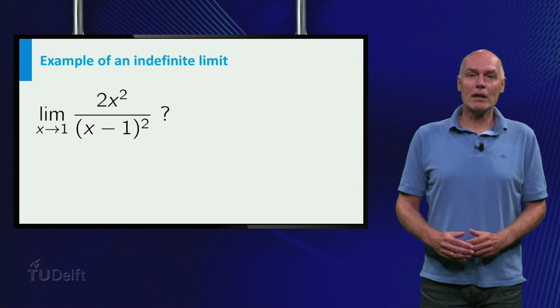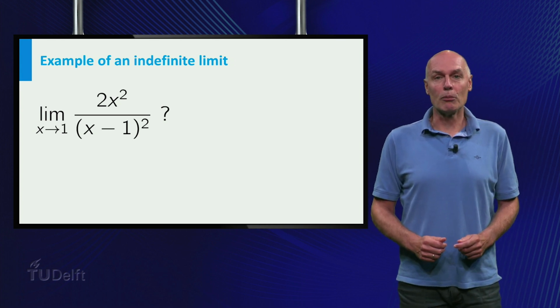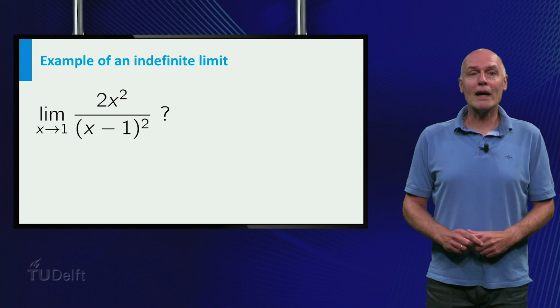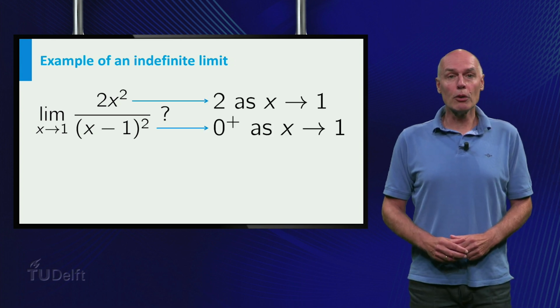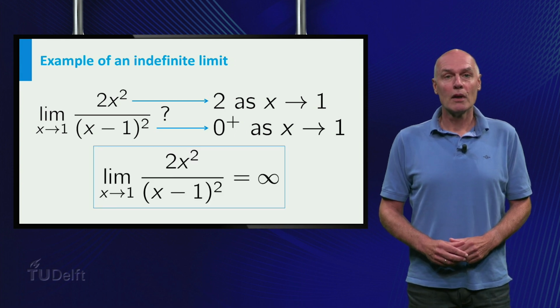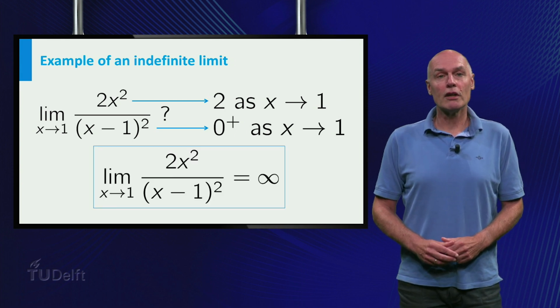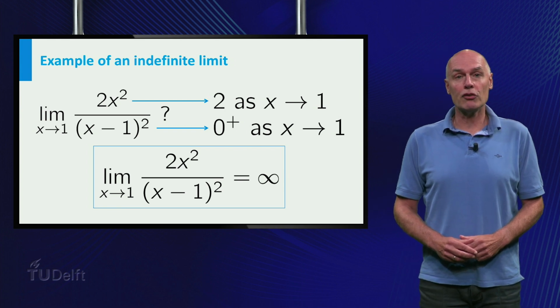In the case that the limit in the denominator is equal to 0, the situation is a bit more complicated. In the example on the slide, the numerator approaches 2 as x goes to 1, while the denominator approaches 0 from the right as x goes to 1. It can thus be concluded that the limit does not exist and that the fraction becomes infinite as x approaches 1.